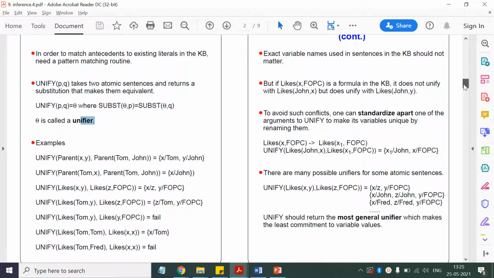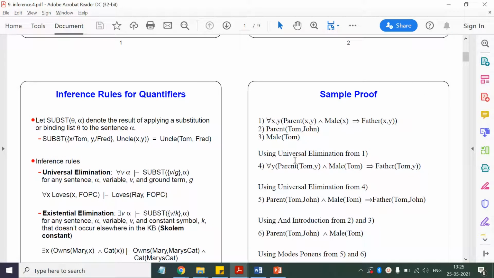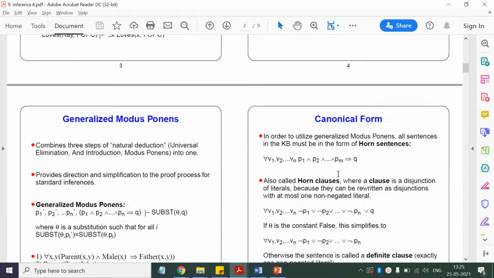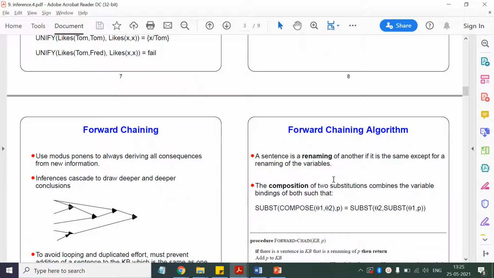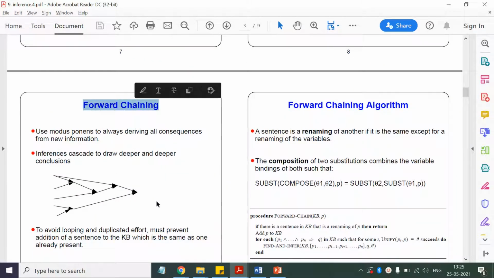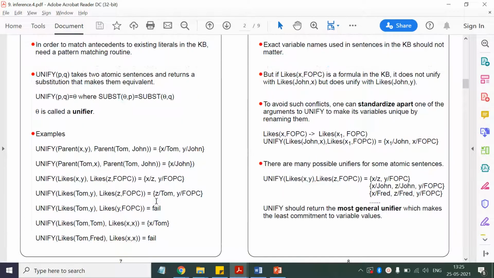So for universal elimination and existential elimination, first we will apply the unification technique. We'll find out the substitution and then we will eliminate the quantifiers. Did you get this concept? Okay, we'll see forward chaining tomorrow, forward and backward chaining.